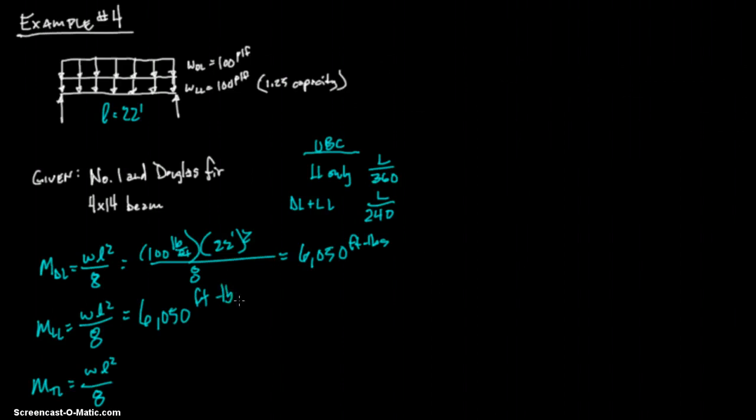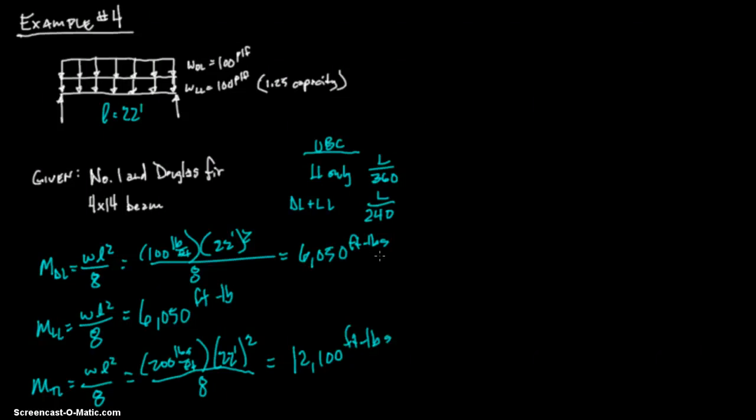And then we combine them and you have, well, remember it's going to be double, so we'll just go ahead and write it out. 200 pounds per foot times 22 foot squared over 8. That's the worst line I've ever seen in my life. All right, and we should have 12,100 foot-pounds. And remember, since it's including live load, it's going to be at 1.25 capacity. All right, so that was what we got from Example 1.